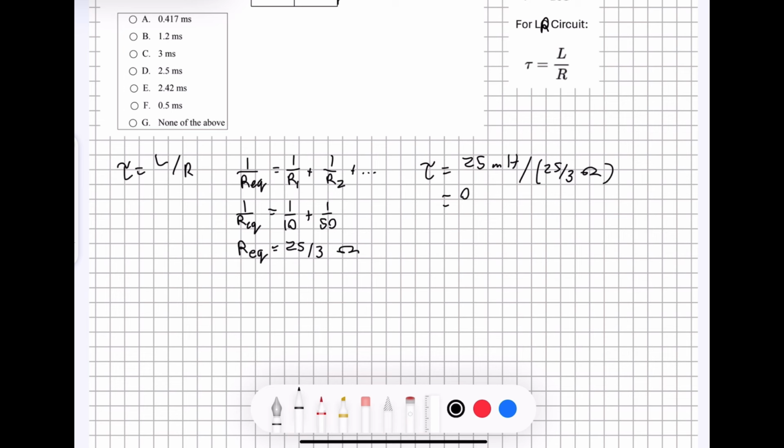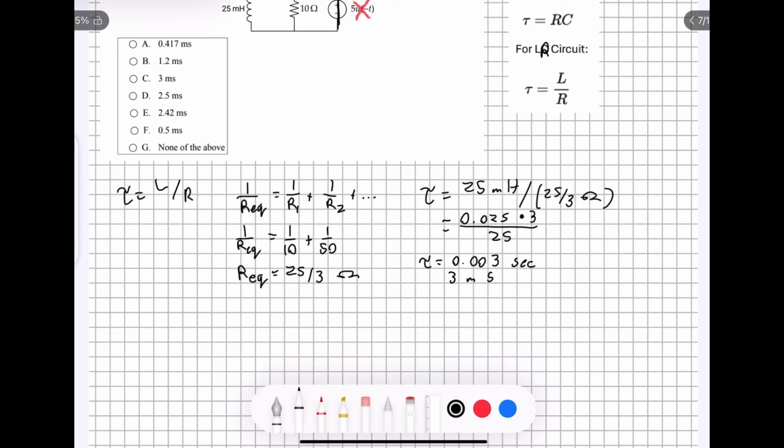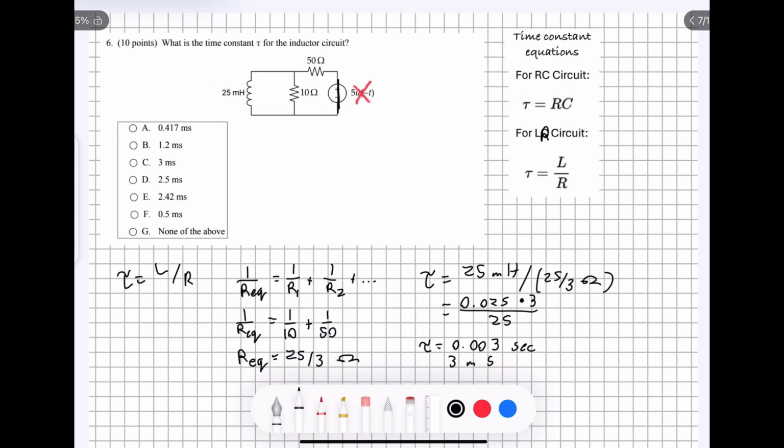So you're going to have 0.025 henries multiplied by, let's just get rid of the units, times 3. We're going to have that all over 25. If you do the math, you're going to get that the time constant is equal to 0.003 seconds, or you can also write this as 3 milliseconds. If we go back up to our problem, we see that this answer is going to match number C.